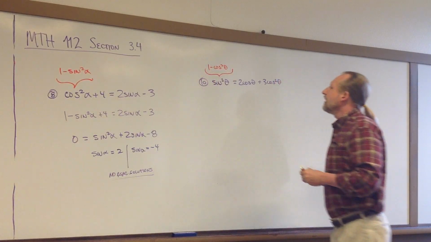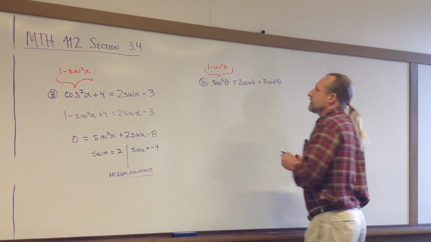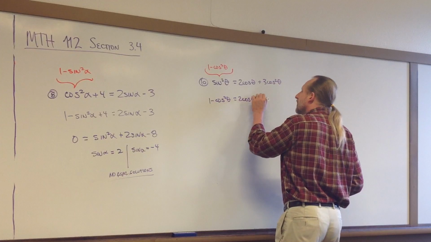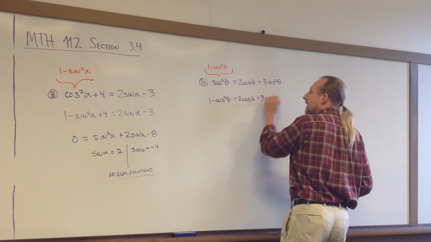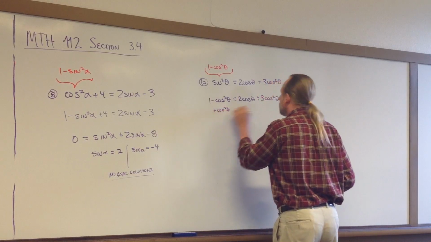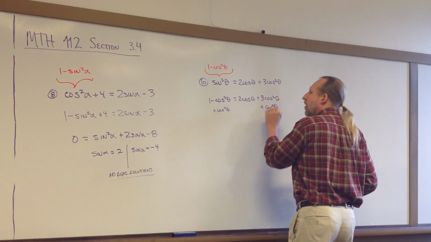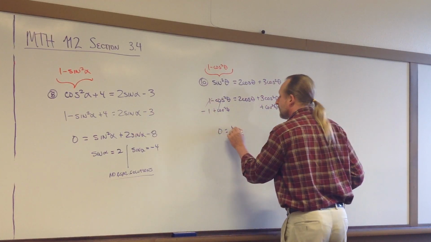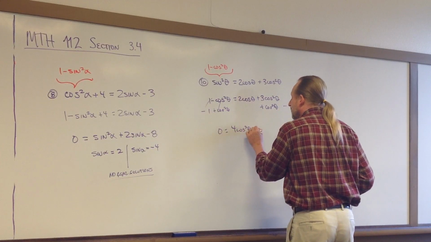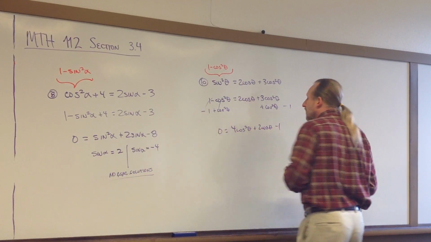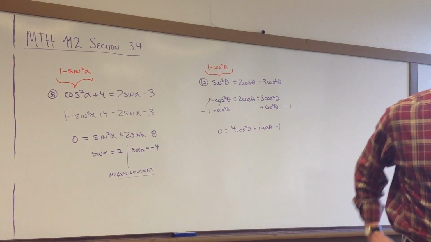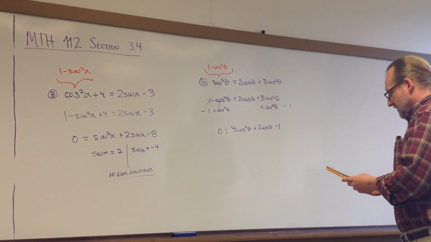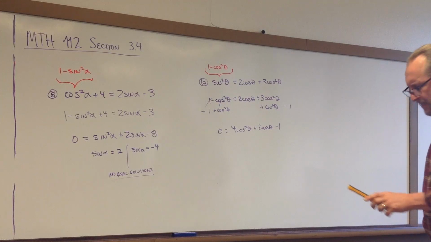Here we'll replace the sine squared with 1 minus cosine squared. And then move everything over to one side. So add the cosine squared and then subtract the 1. So over here we'll have 0. Here we'll have 4 cosine squared theta plus 2 cosine theta minus 1. Okay, so let's run this through the quadratic and see what we get. A is 4, B is 2, C is -1.